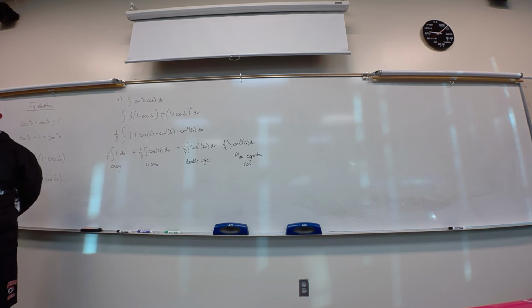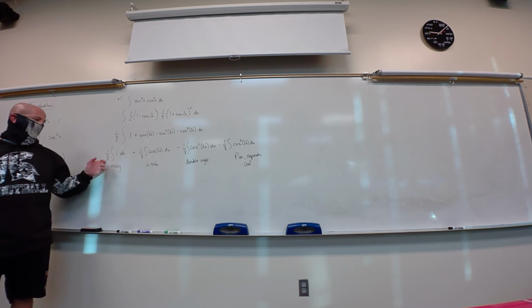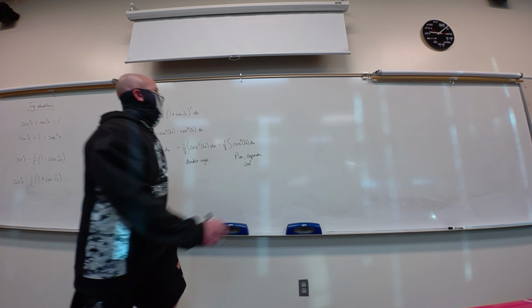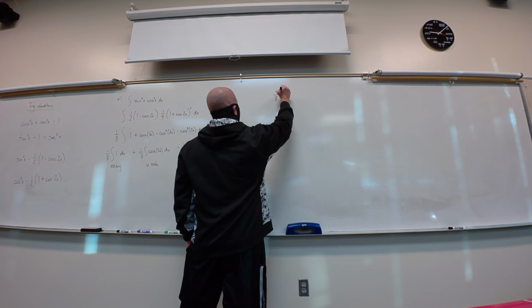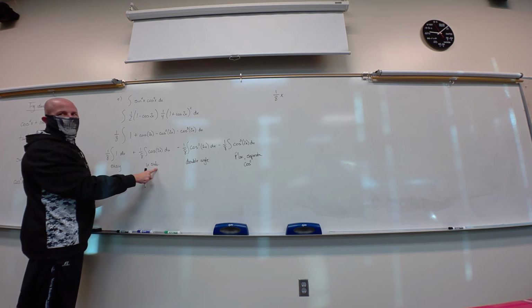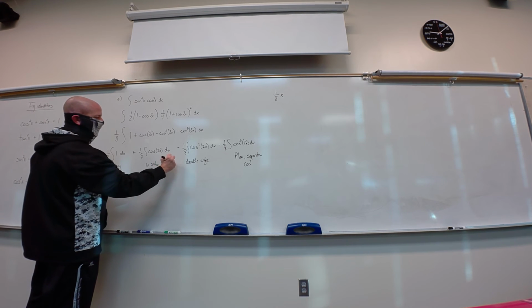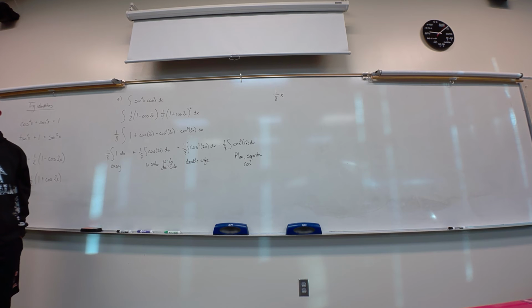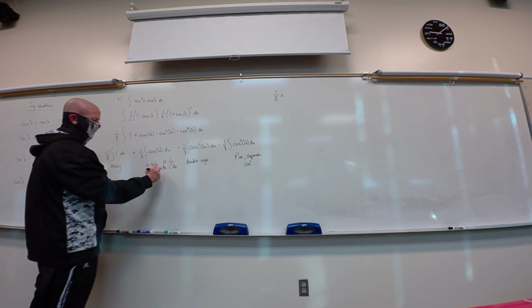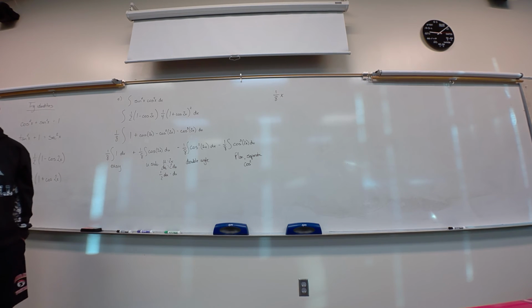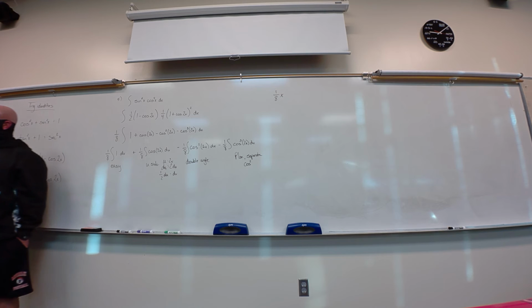Everybody okay there? All right. So this is easy, 1/8 x, pretty basic there. So we're going to have 1/8 x. This one here, u sub, use 2x, du is 2dx. So then I need a half du is dx, which is going to give me a 16th out front. I already have an 8.